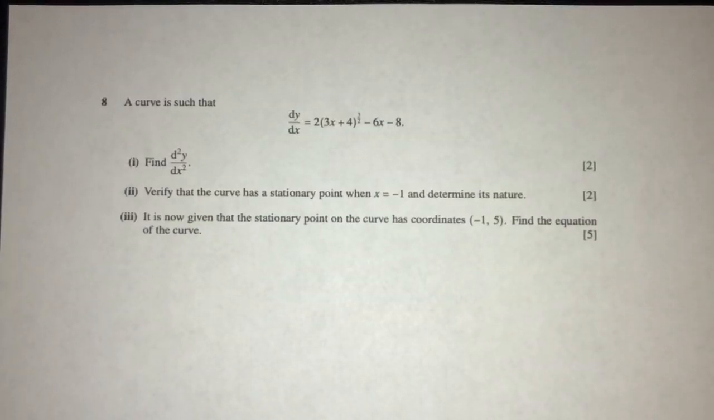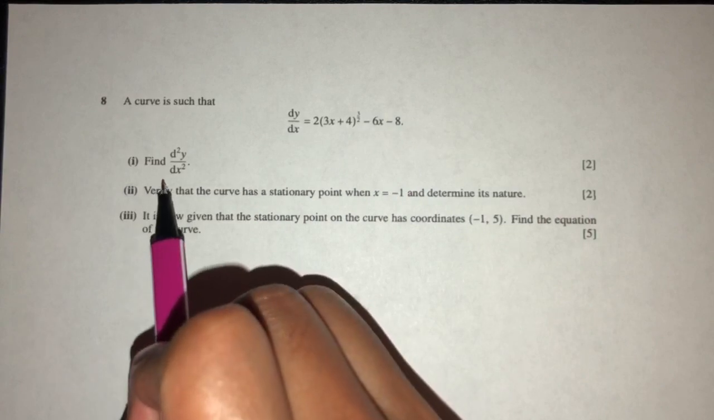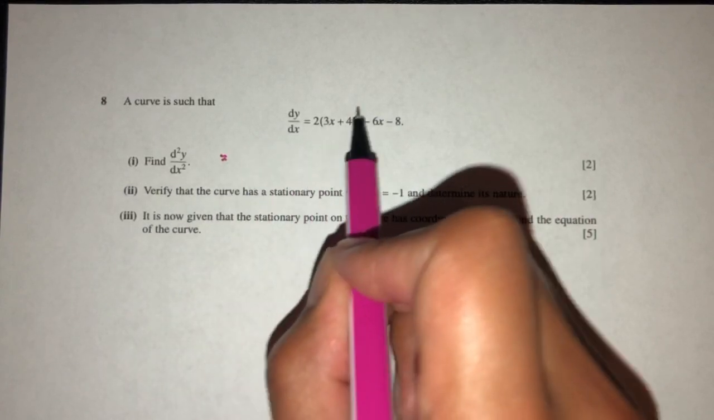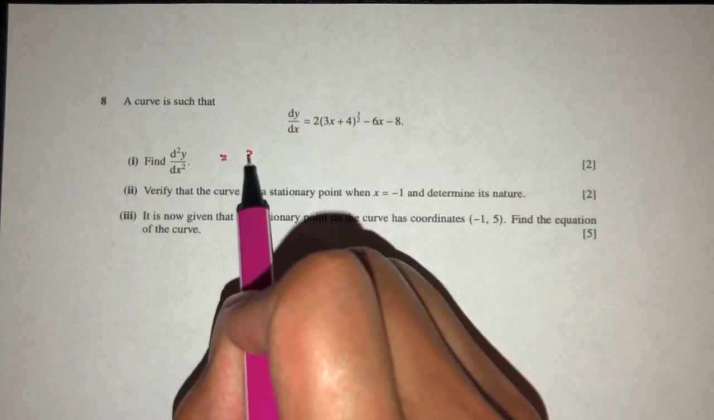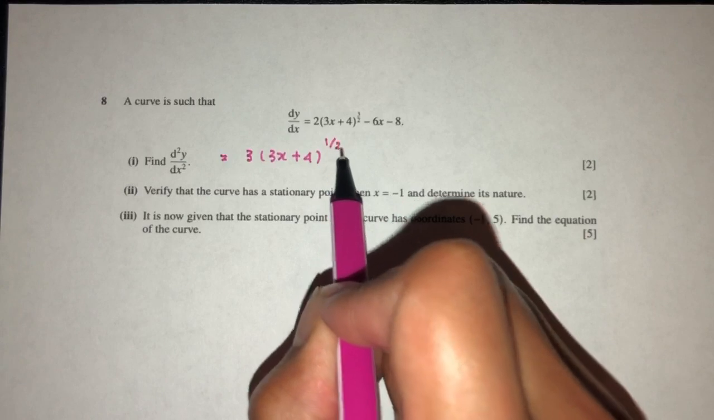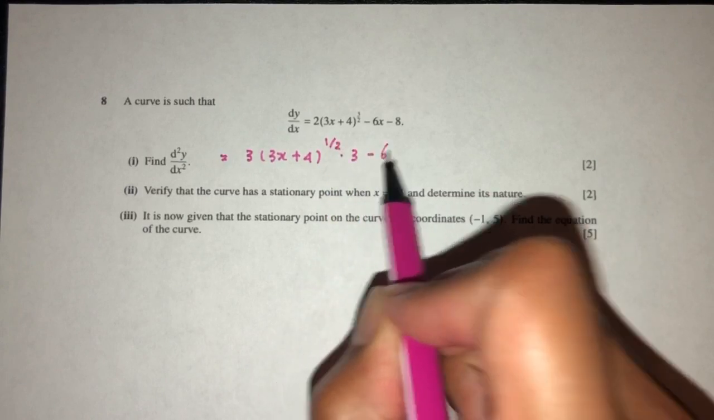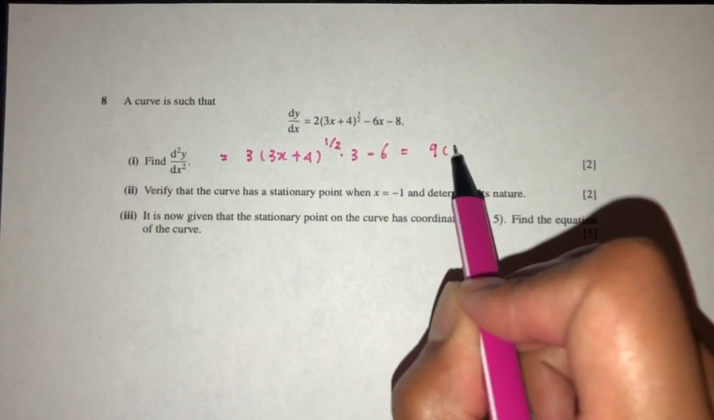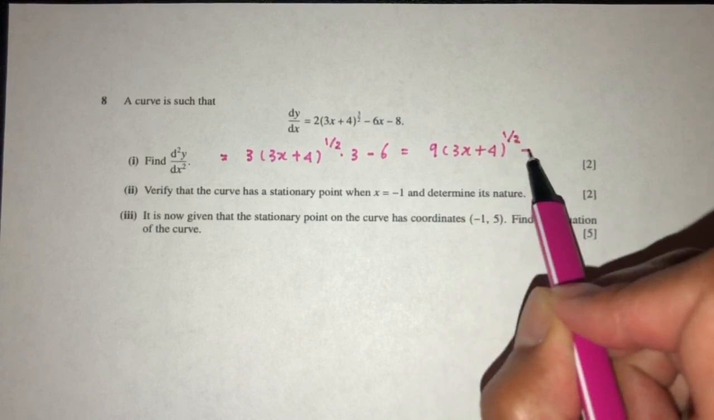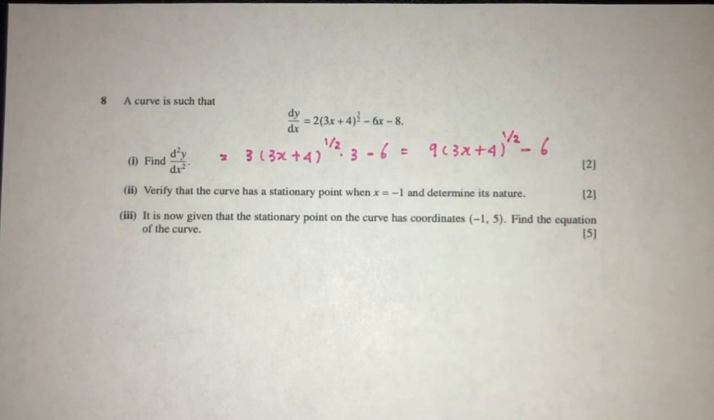So let's move on to the next question. dy by dx is given to you by this. Now we have to find d2y by dx2, so pretty easy. That will be what? First thing first, multiply by the power. 3 over 2 times 2, so that should be 3. 3x plus 4, then we have to minus 1, that should be half, multiplied by 3, minus 6. That will be 9, 3x plus 4, power half, and minus 6 will be d2y by dx2.